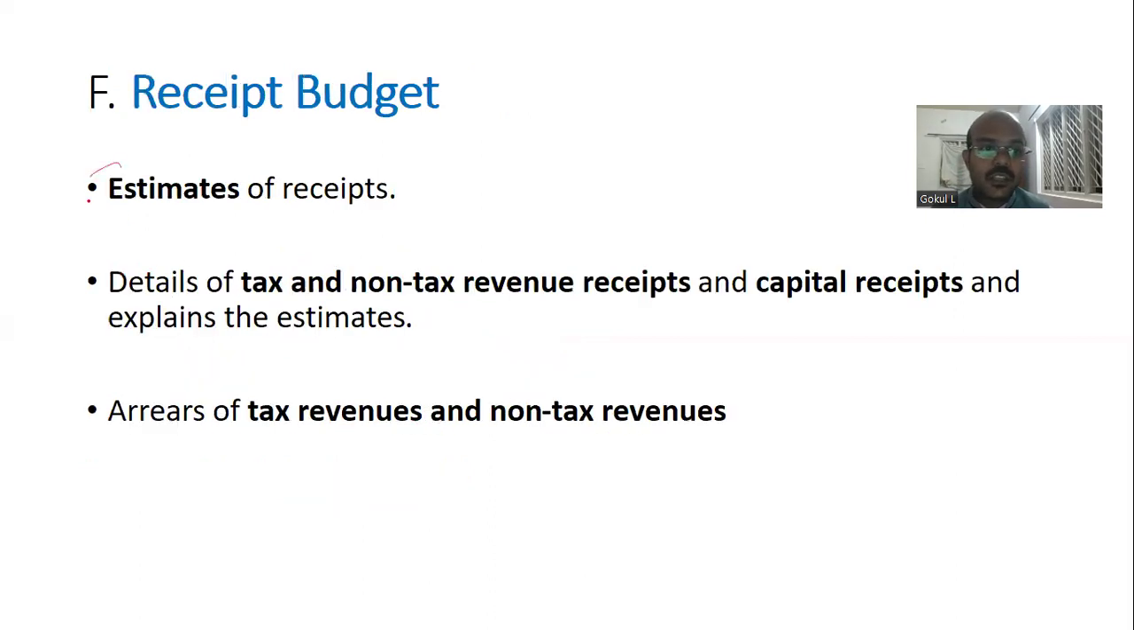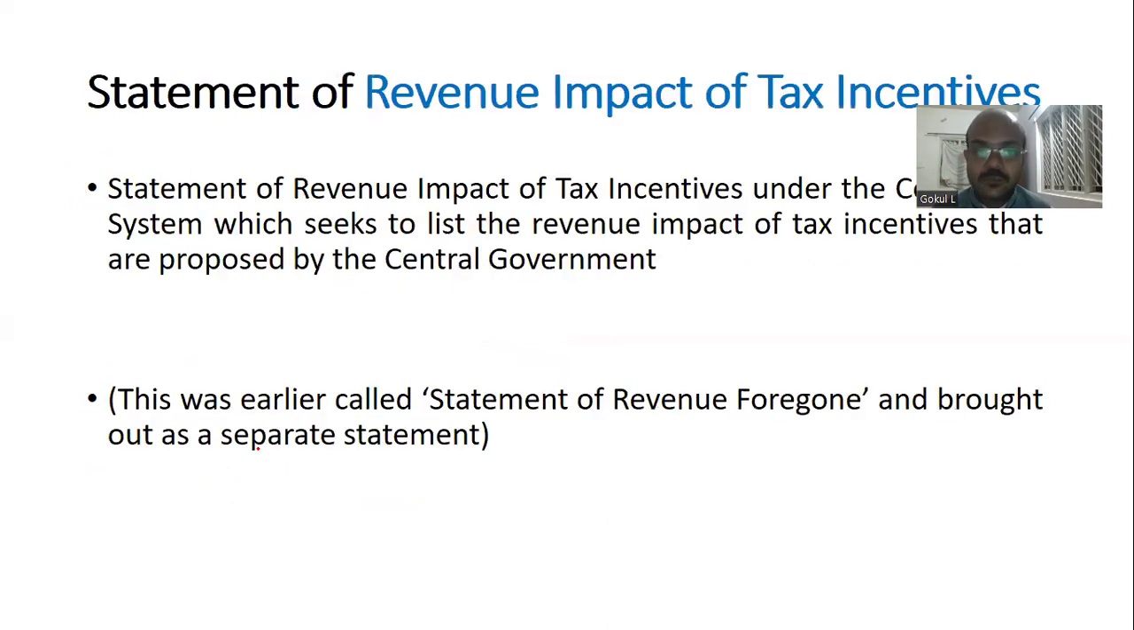Receipt budget speaks about the estimates of receipts. What is your idea of how much you are expected to get, and through what? Through tax and non-tax receipts. Okay. Next, statement of revenue impact of tax incentives. What is the impact on revenue when tax incentives are provided? Obviously, there is an impact on the revenue of the government. When incentives are given, revenue will depreciate. Correct. So what is the statement? What is the loss that our government has undergone because of the incentives given for the people?